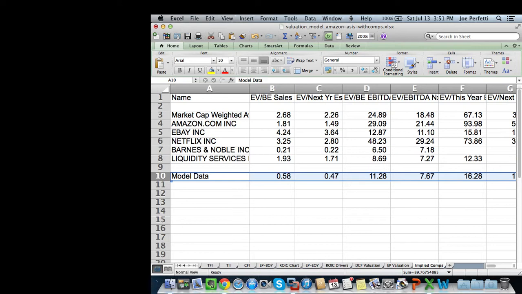You can't value the company on a cash flow basis and a multiple basis and get two different answers, because there's only one price for a company. So eventually these two have to intersect. This is just our way of seeing how they would intersect. All right. Questions about that? So I'll call this the implied comps.